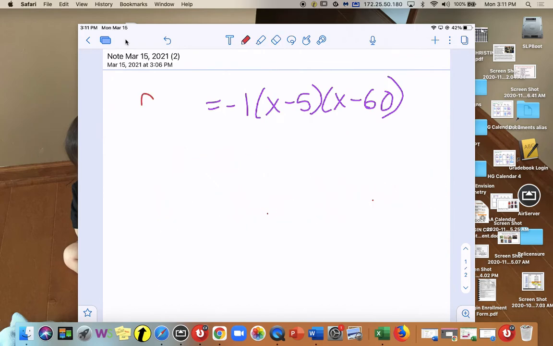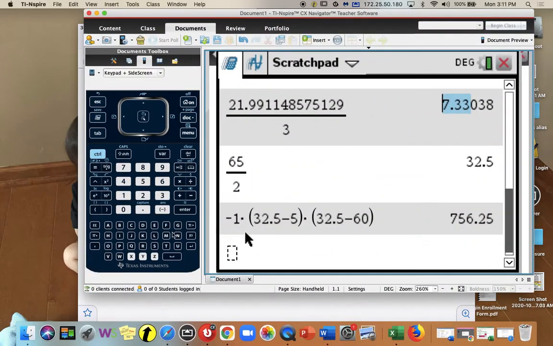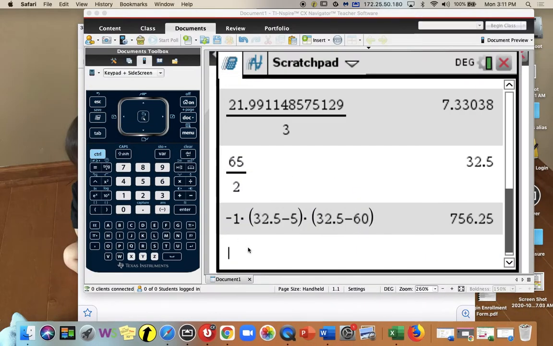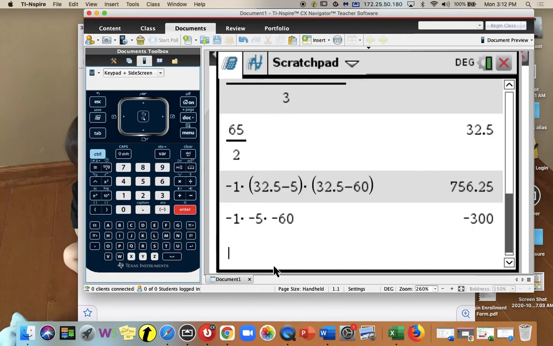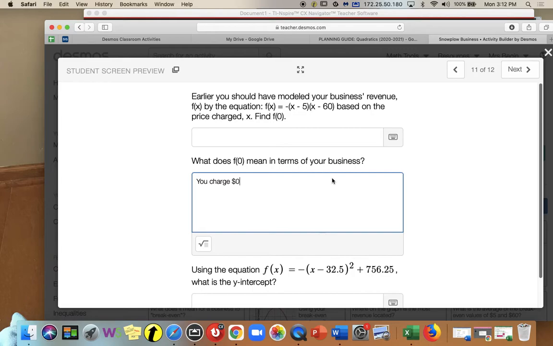All right, so they want f of 0. So it just means plug in a 0 here and a 0 here. And this is negative 1 times negative 5 times negative 60. Okay, so let's multiply that out. Is that the right equation? We better double check. Okay, it is. So negative 1 times negative 5 times negative 60. Okay, negative 300. I must have counted that wrong then. This is saying negative 300 for our starting value.